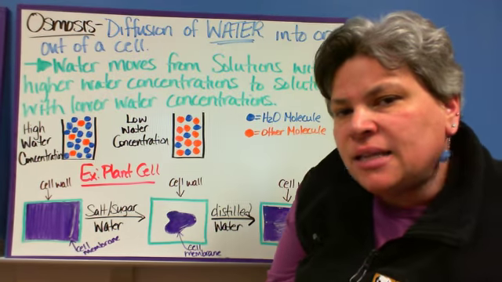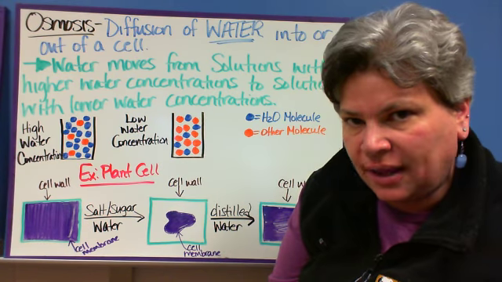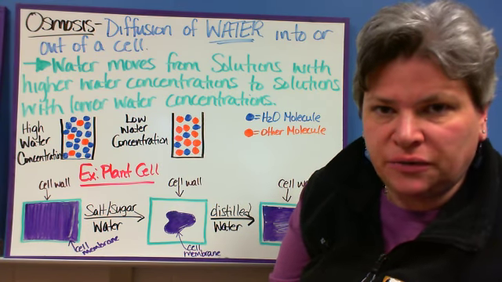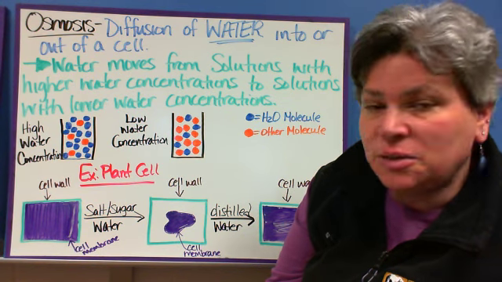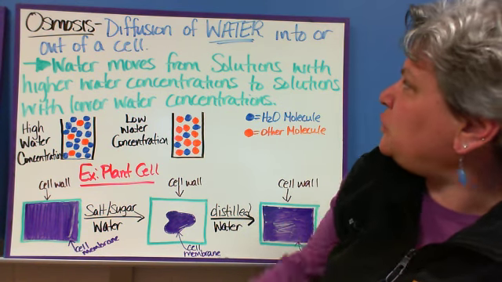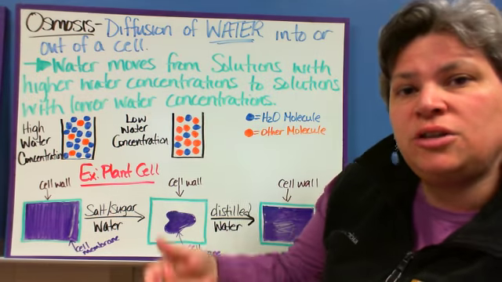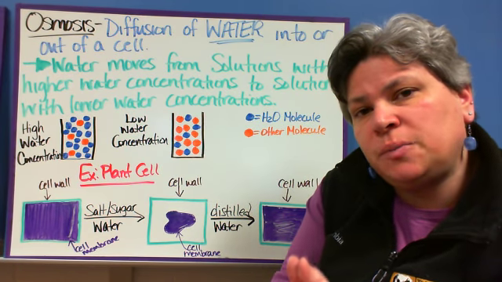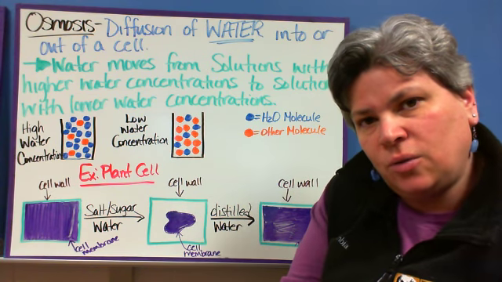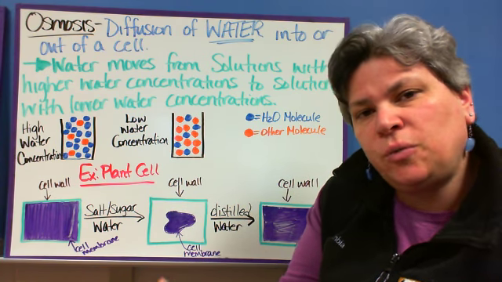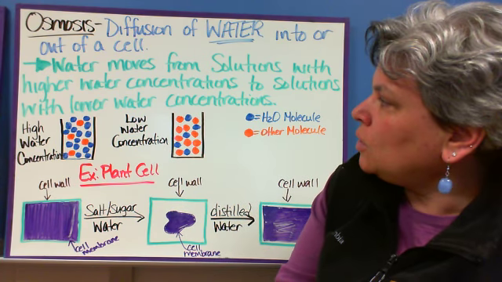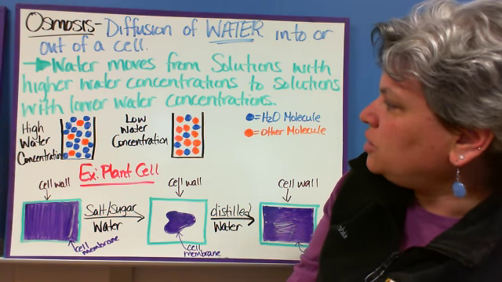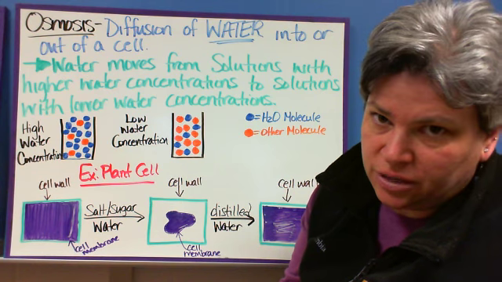And finally, the last type of passive transport that we need to look at is called osmosis. Now, chances are most of us have heard of osmosis before. Osmosis, by definition, is the diffusion of water into or out of the cell. So in this case, it's water that's moving from high to low. So the diffusion of water is called osmosis. Water moves from solutions with higher water concentration to solutions with lower water concentration.